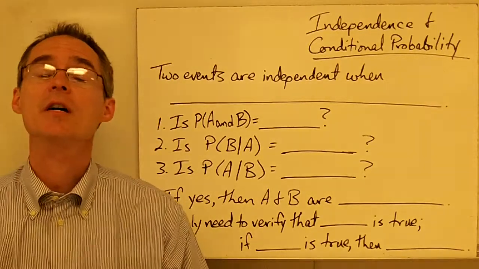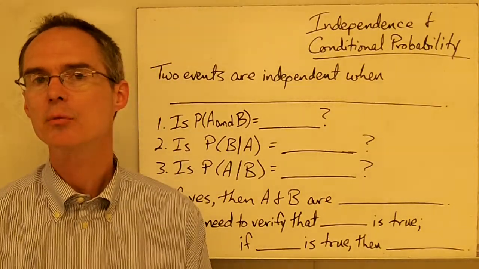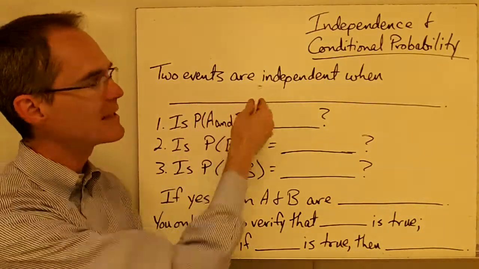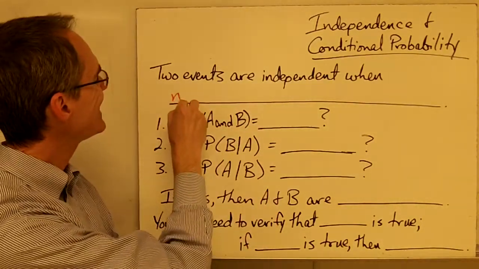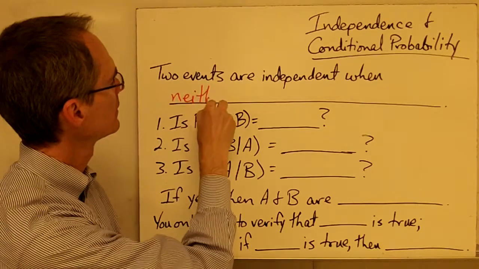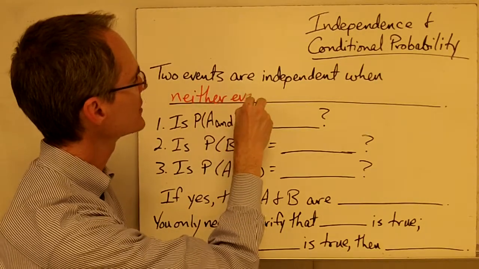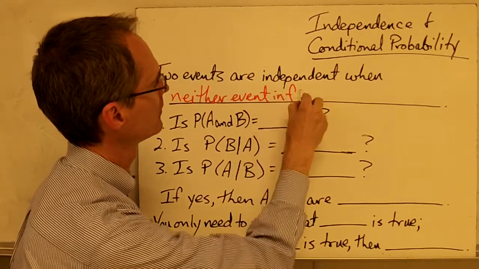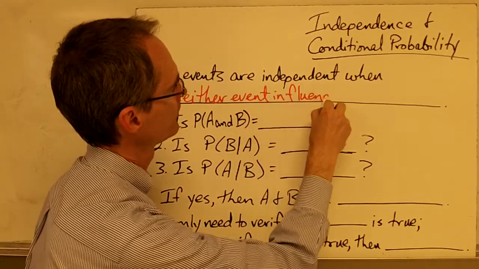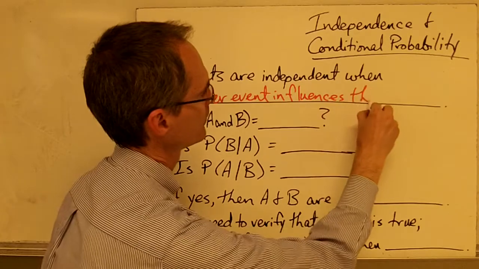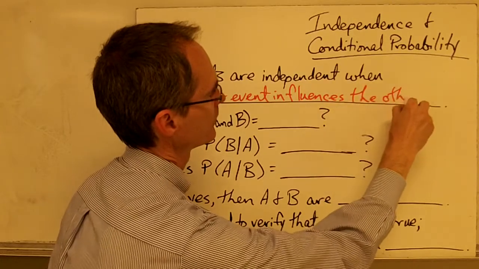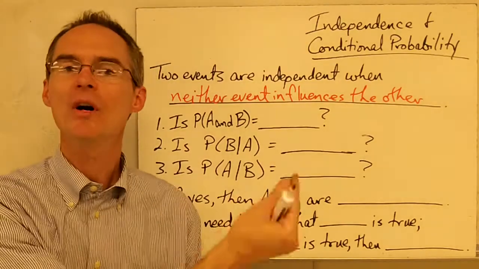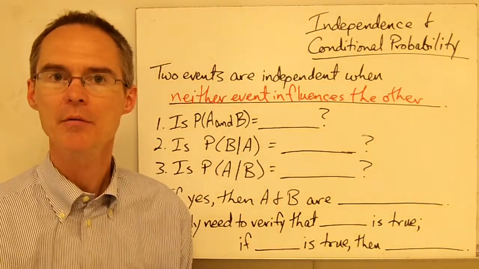Okay, in this video we're going to talk about independence and conditional probability. Now remember that we say that two events are independent when neither event influences the other. That's what it means for two events to be independent. Neither one has an influence on the outcome of the other event.